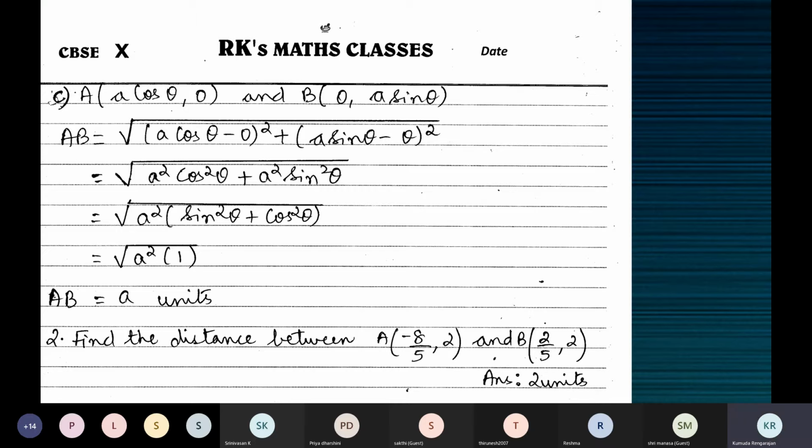Yes, you can take a screenshot. Also work the second one. Find the distance between A and B, minus 8 by 5 comma 2 and 2 by 5 comma 2.